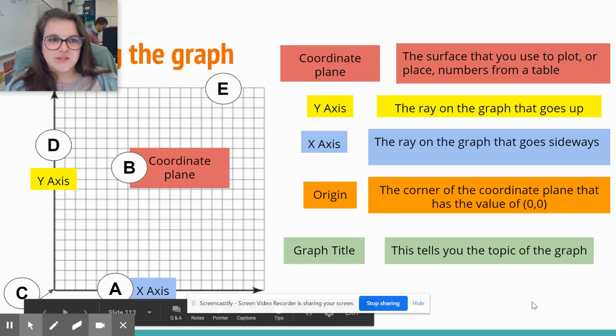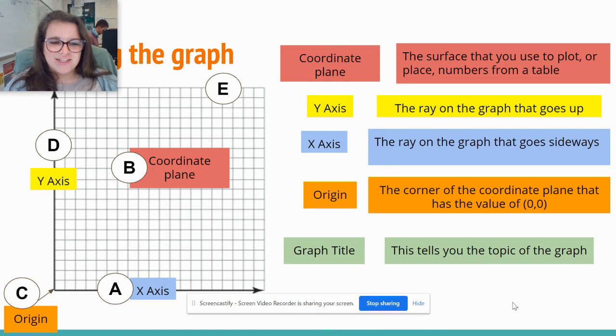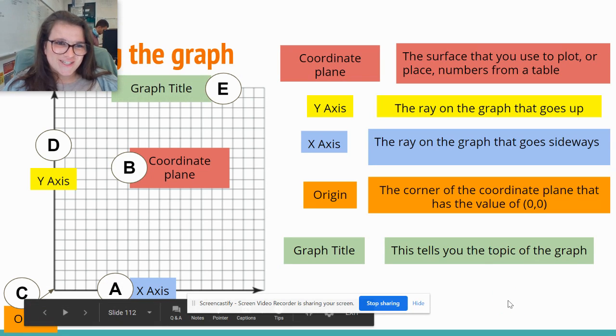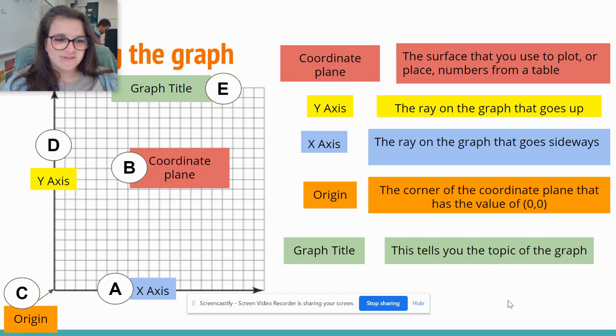All right, the next one is origin. What letter did you put for origin? If you put C, you were right. Origin is where 0, 0 is on the graph. And last but not least, graph title, it goes at the top of the graph, so we know what we're talking about. All right, I hope you got all the right answers. If you didn't, go ahead and fix your notes so that you have the right definition for the right place on the graph. All right.